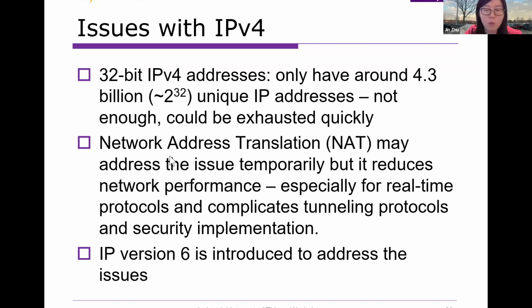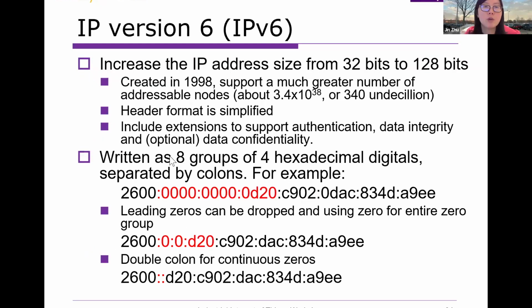So another solution that people introduced is the IP version 6 address. Instead of using 32 bits, we're going to use 128 bits. The total number of unique addresses will be 340 undecillion. One undecillion equals 1 trillion trillion trillion.